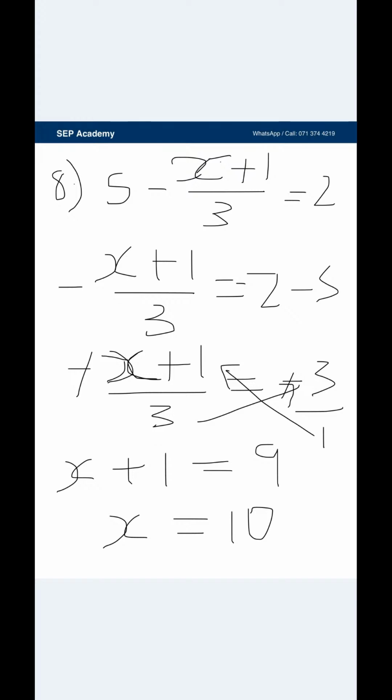That should be the end of it. Nope, not 10. Why am I saying it's 10? It should be 8. You see the problem with not doing a full step, you end up making mistakes. You need to take this to the other side. It will become 9 minus 1, where x is equals to 9 minus 1, that is 8. So that should be the end of it.